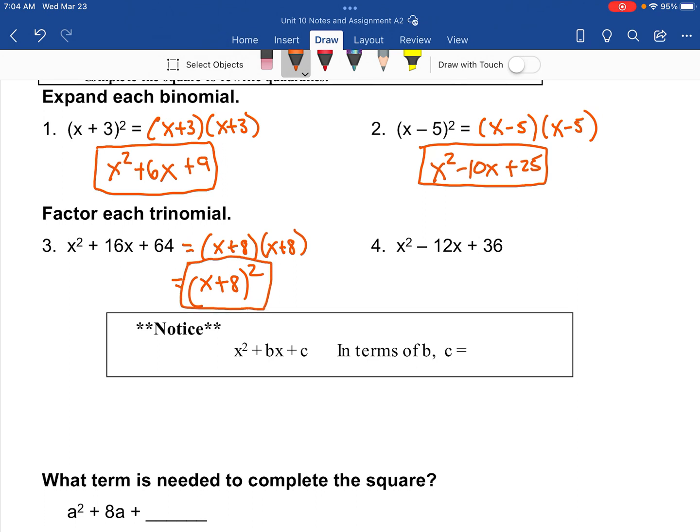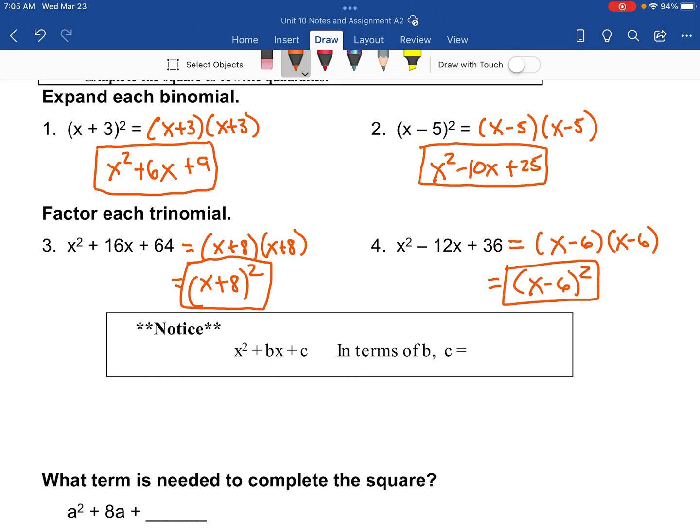Number 4, x squared minus 12x plus 36. So when you're factoring this, with a leading value of 1, you're thinking the same thing. Two numbers that multiply to give us 36, add to give us negative 12. And that's negative 6 and negative 6. So x minus 6, x minus 6. Rewrite it as a perfect square. x minus 6 quantity squared.